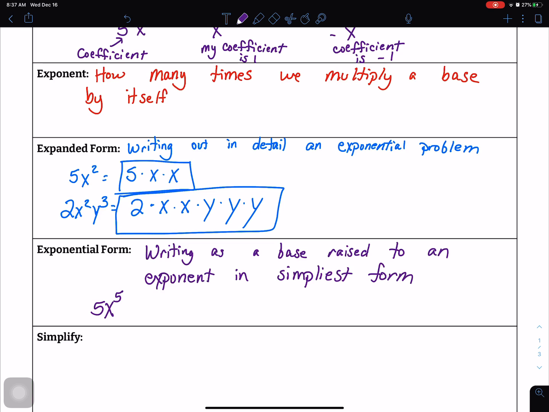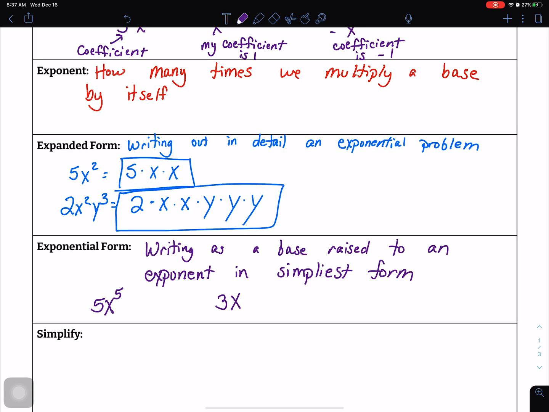So one thing that we can look at is, what if I had 3x squared times x? So I could write it in expanded form. And then I would simplify it as 3x to the third. This becomes my simplified exponential form. So whenever I say exponential form, it's automatically assumed that we are simplifying.